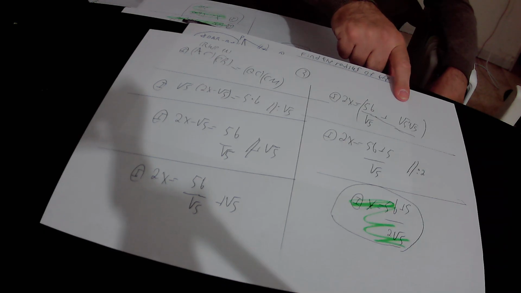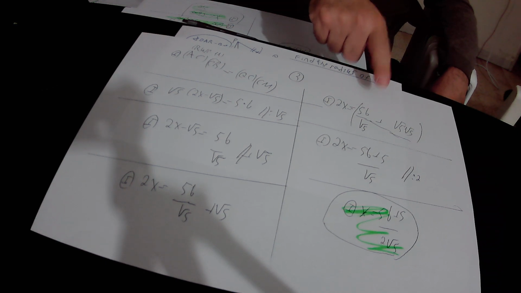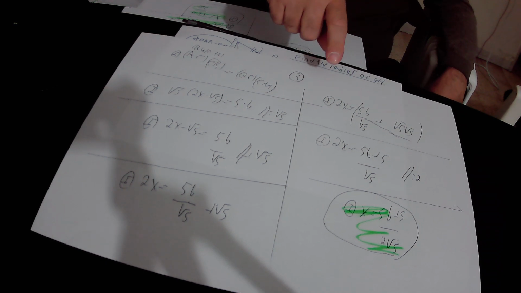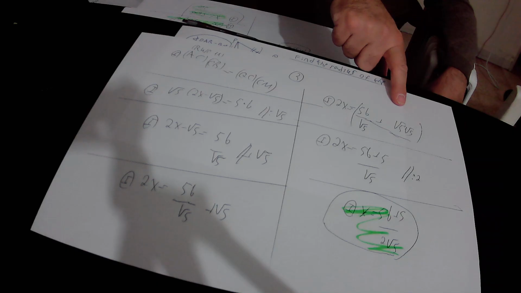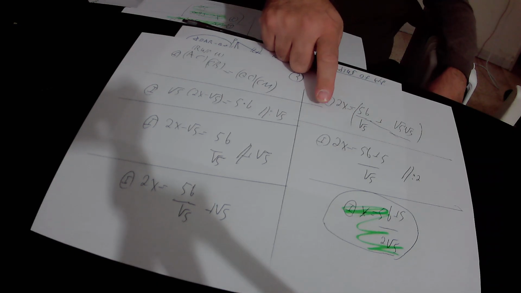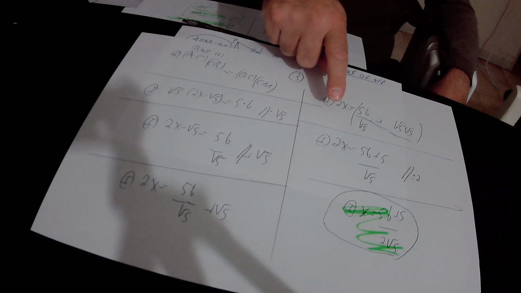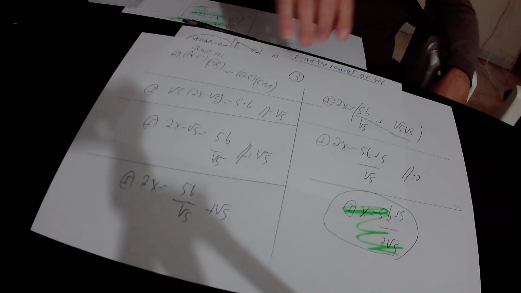Here we multiply square root of 5 by square root of 5, and then we divide by square root of 5, so we change nothing. So in conclusion, we found out that 2x equals, in the numerator, 5b plus square root of 5 times square root of 5, which is 5, over square root of 5. Then we divided this equation by 2, and finally we found out that x equals 5b plus 5 over 2 times square root of 5.